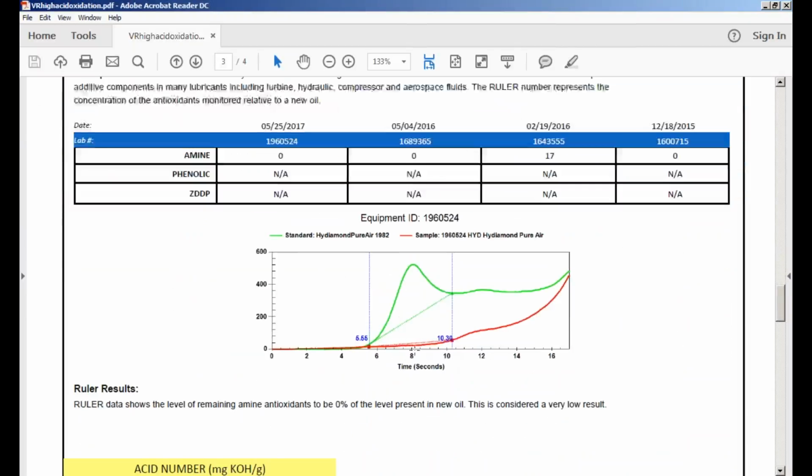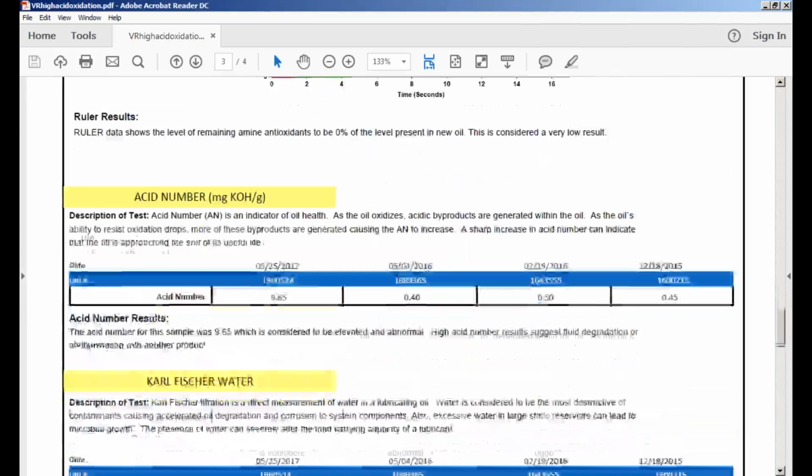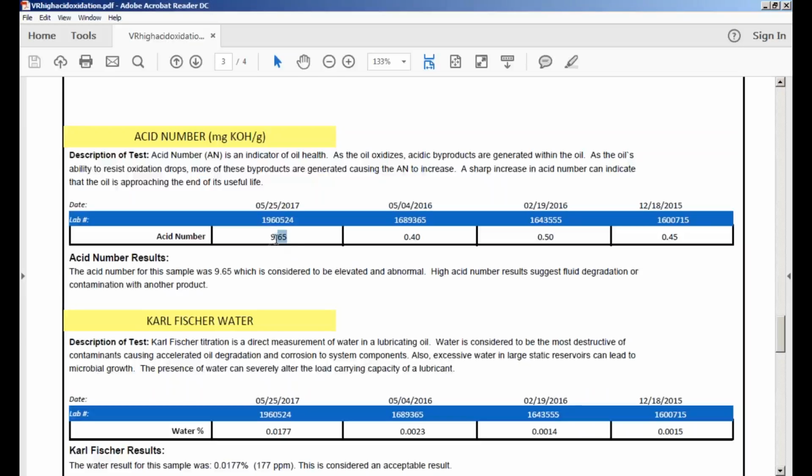Okay, what's going on here? Well, here's what I'm talking about. Notice the green is our virgin oil that we're comparing it to, and the red is our in-service. And it's pretty much a flat line, which means that we've pretty much exhausted the antioxidants that were in here at one time. And of course, this is not so much of a surprise once you learn that here we have a really significant S number, and look at that increase. 0.5, 0.50, 0.4, 9.65. So really high.